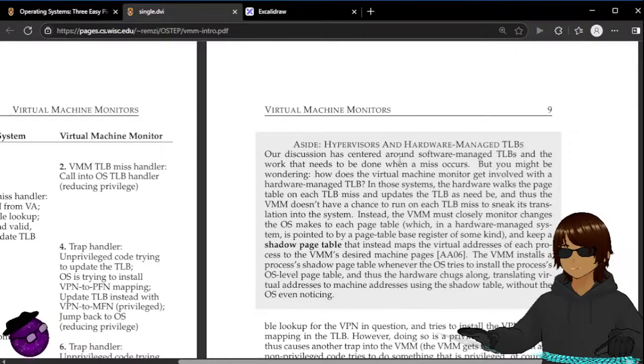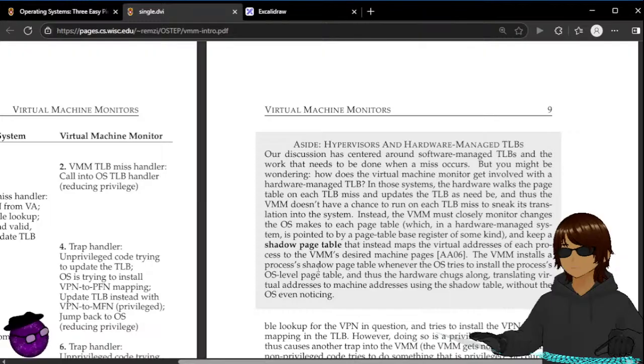Our discussion has centered around software managed TLBs and the work that needs to be done when a miss occurs. But you might be wondering, how does the virtual machine monitor get involved with a hardware managed TLB? In such a system, the hardware walks the page table on each TLB miss and updates the TLB as need be, and thus the VMM doesn't have a chance to run on each TLB miss to sneak its translation into the system. Instead, the VMM must closely monitor changes the OS makes to each page table, which in a hardware managed system is pointed to by a page table base register of some kind, and keep a shadow page table that instead maps the virtual addresses of each process to the VMM's desired machine pages.